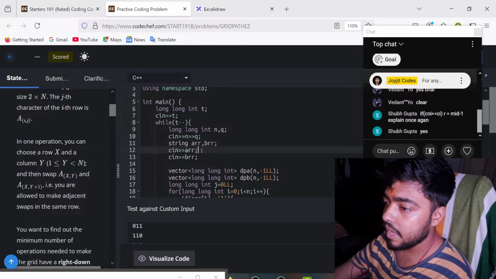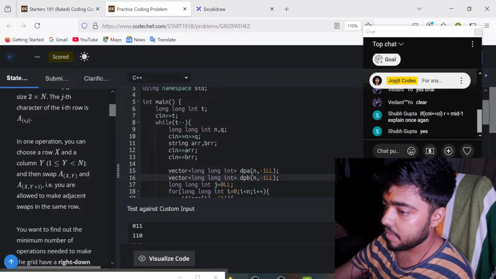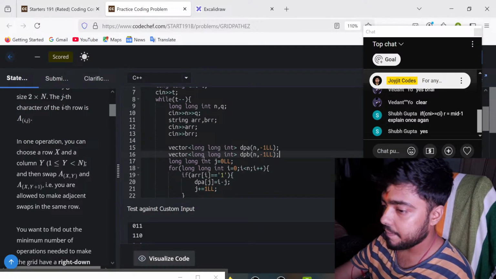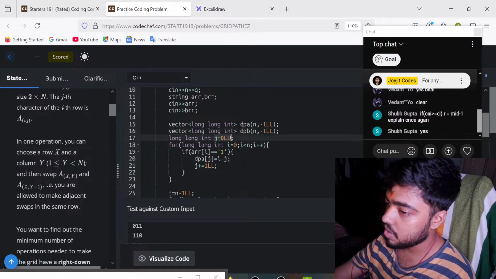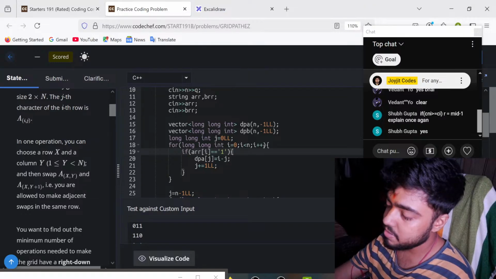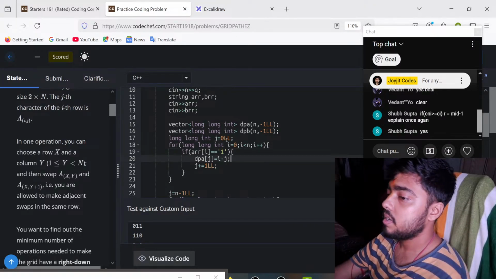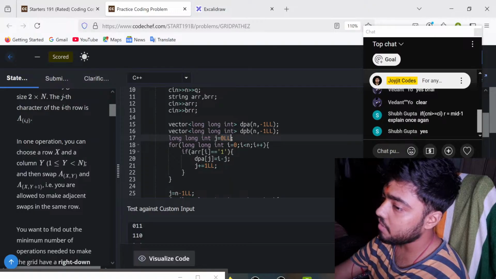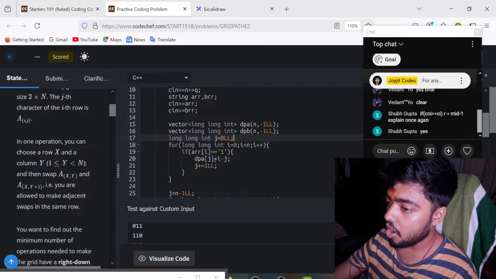See, I'm taking ARR, I'm taking BRR. I'm having a DP for A and DP for B. For all the elements I'm checking, J is equal to 0. I am traversing through all the elements. The moment I find there is a 1, J is 0, so I have to put a 1 over 0, that is the first position. So I just find out how many swaps I need to do.